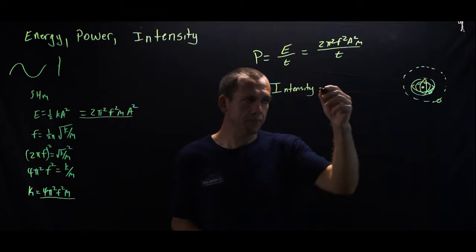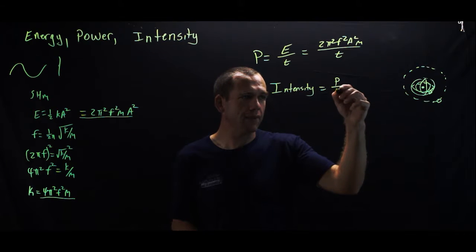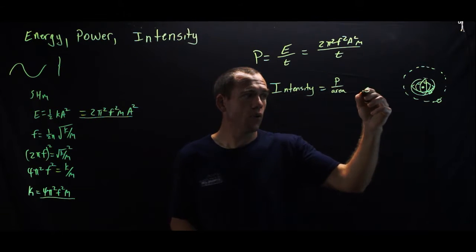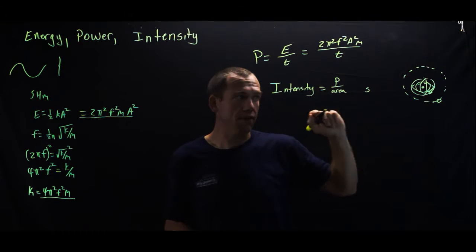So intensity is actually power divided by area. And I'm going to use S for area because I'm already using A for amplitude.